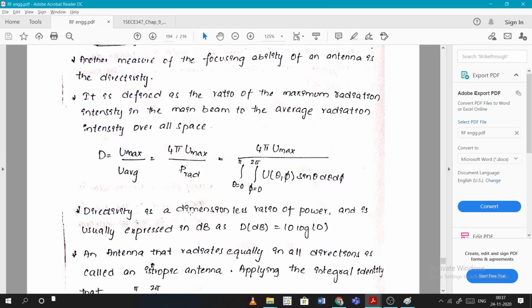So now directivity is a dimensionless quantity, because both are power radiated and radiation intensity, so those two will cancel out.